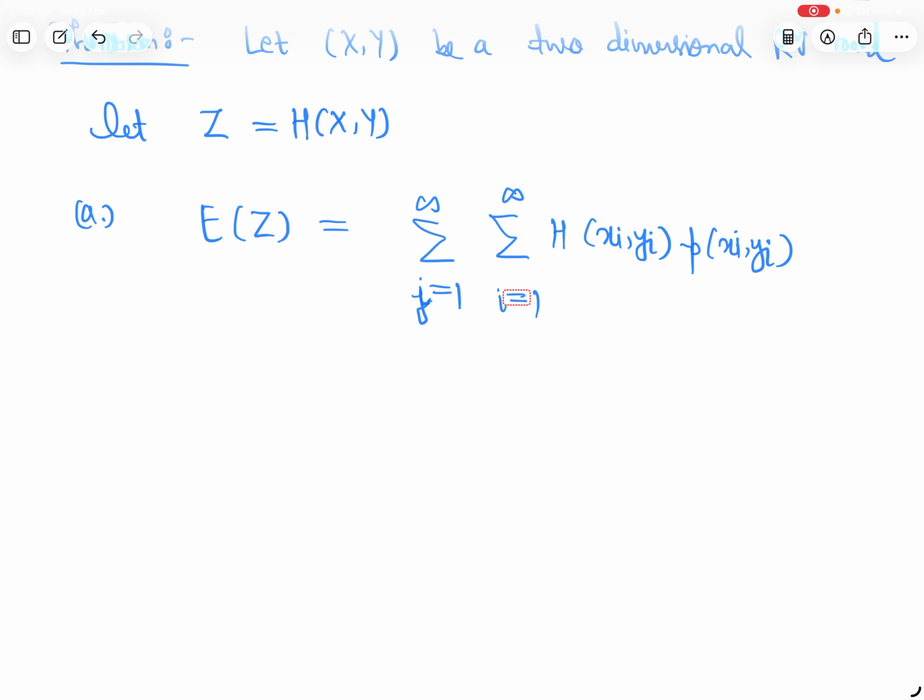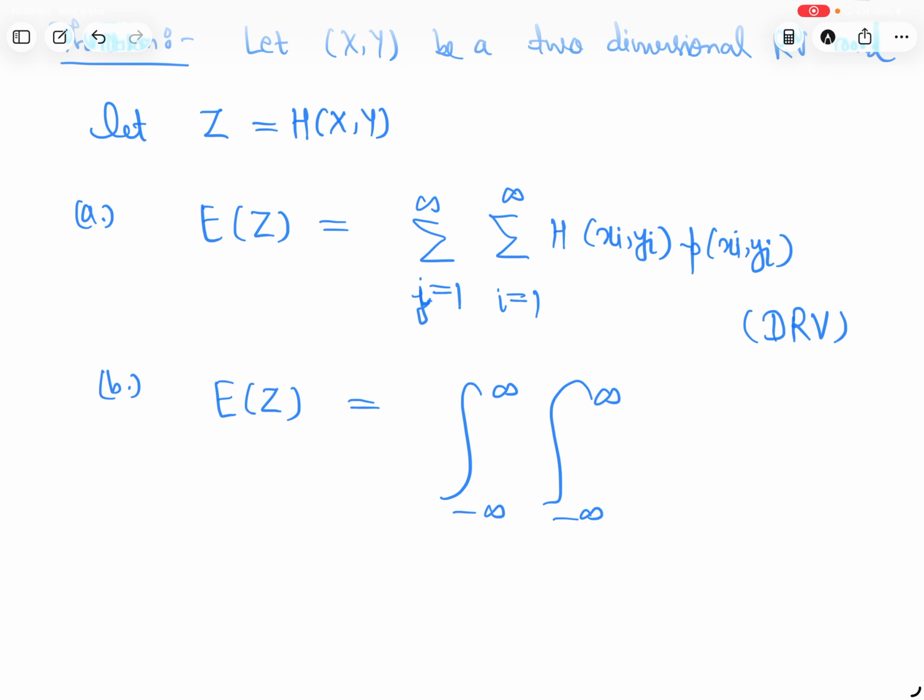Okay. So this value is given when you have a discrete random variable. (X, Y) is a discrete random variable. Okay. And second, this value will be the integral from minus infinity to infinity of h(x, y) f(x, y) dx dy in case of a continuous random variable. (X, Y) is a two-dimensional continuous random variable. Okay.